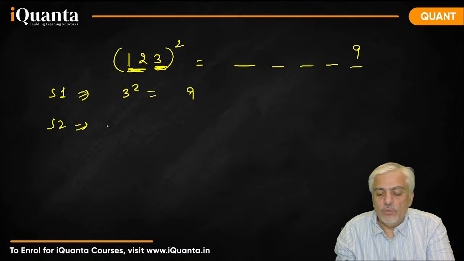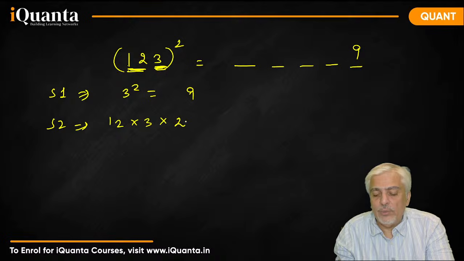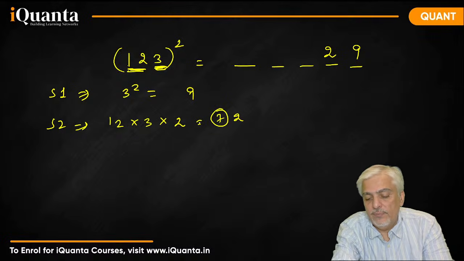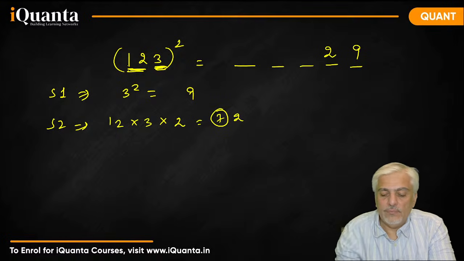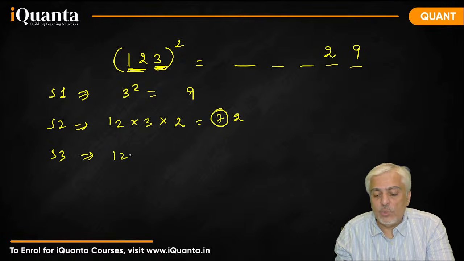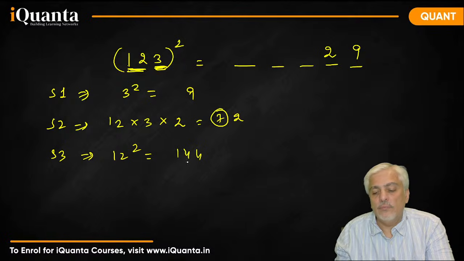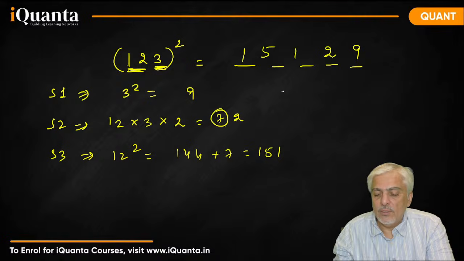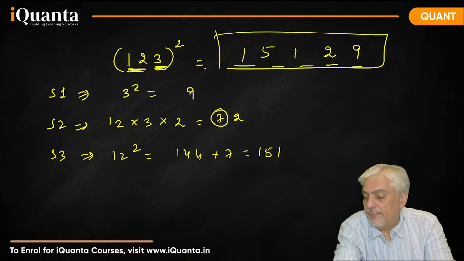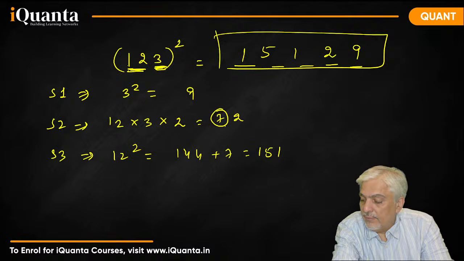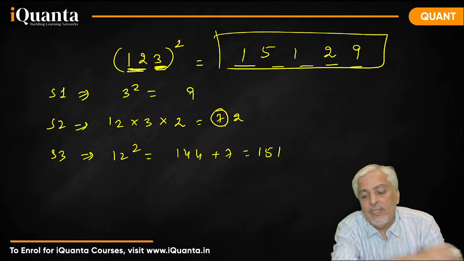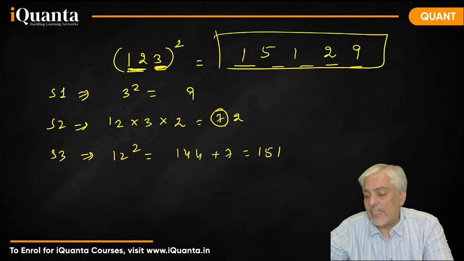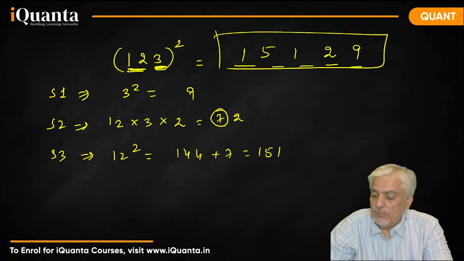Step 2, 12 multiplied by 3 multiplied by 2. 72. 2, 7 carryover. Step 3, 12 square, 144 plus the 7, 151, 15129. Arey Devansh, okay. By the way, where does this formula come from? I'll explain why it comes. Why multiplied by 2, I'll explain. Chalo.